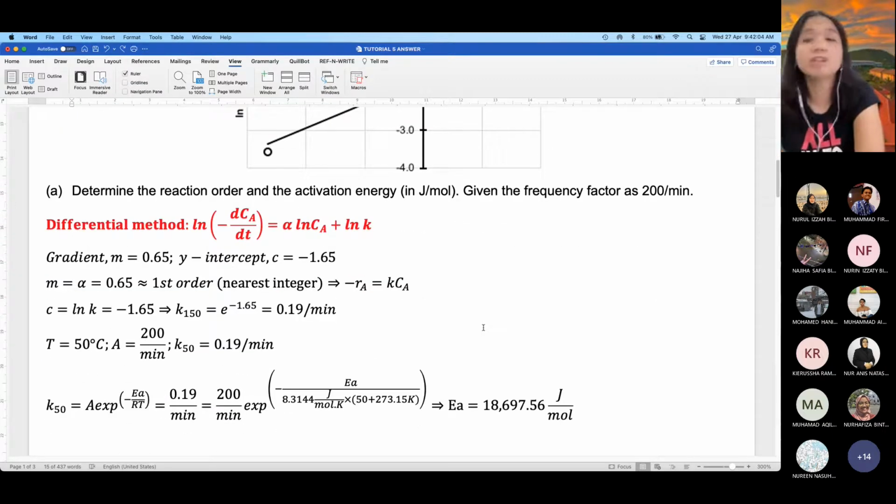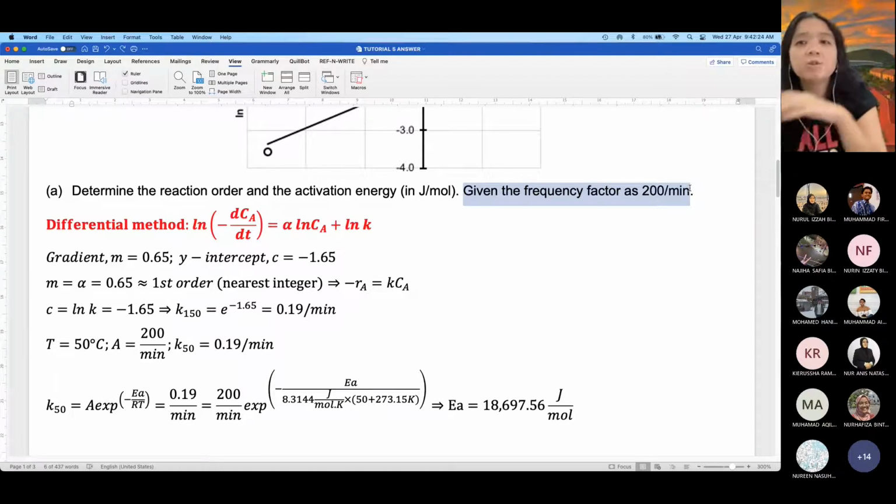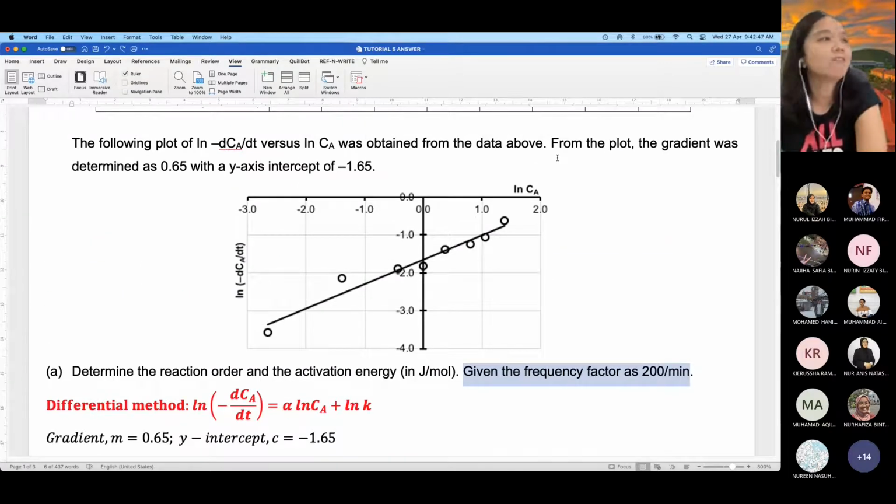Okay, so let us try to see the question. The question says, determine the reaction order and the activation energy in joule per mole, given the frequency factor as 200 per minute. In order to start this question, as I always keep repeating during tutorial, and it's applicable to all engineering problems, you need to know where to start and what to solve. To know where to start, first know what equation is relevant or possible to be used. In this case, fortunately, we just learned chapter 5.